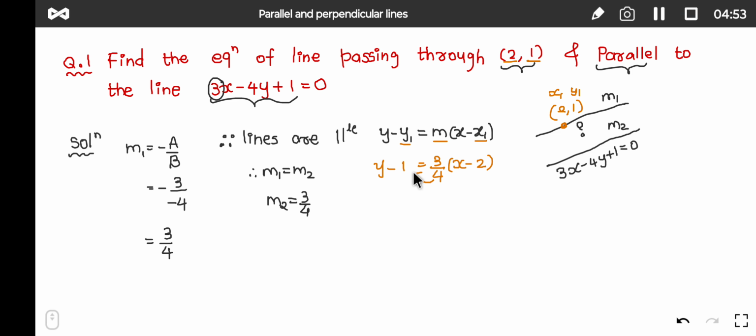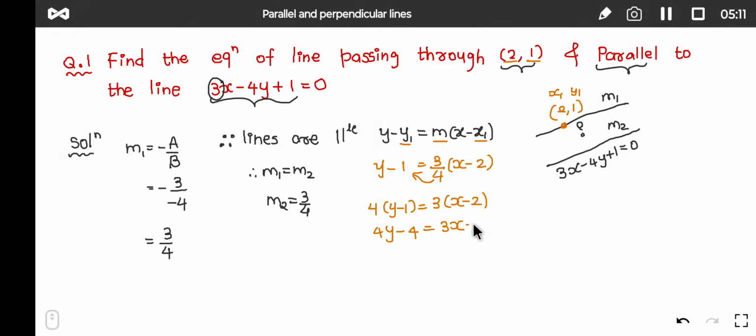So take this 4 in a multiplication. So 4 into y minus 1 is equal to 3 times x minus 2. If you multiply this number inside, we'll get 4y minus 4 into 1, 4, is equal to 3 into x, 3x minus 3 into 2, 6.